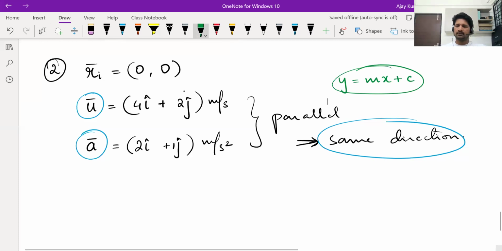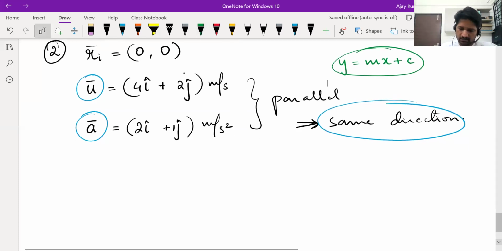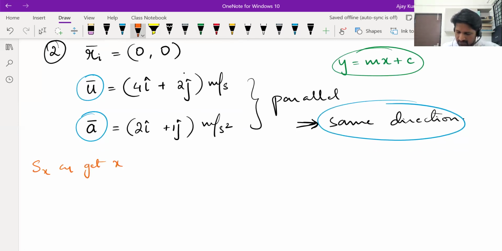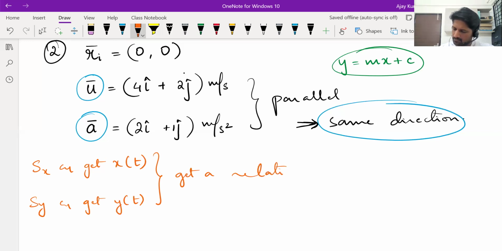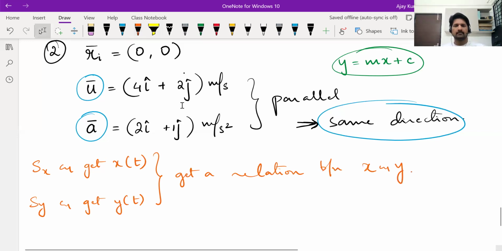Start solving, all of you. You know the steps. You have to write displacement in the x direction and get x coordinate as a function of time. Then you have to write displacement in y direction and get y coordinate as a function of time. Then, by dividing them or taking t from one equation and putting it in the other or whatever, you have to get a relation between x and y. Try this, all of you. I'll give you 3 minutes.